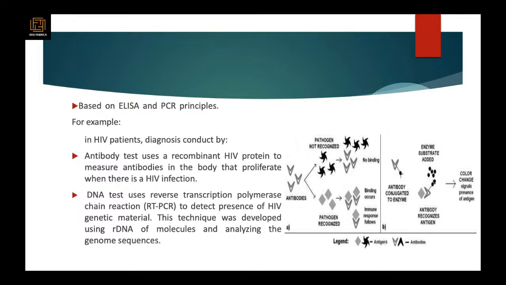Then based on ELISA and PCRs, we can diagnose HIV patients. We can have an antibody test using recombinant HIV proteins to measure the antibodies in the body that proliferate where there is an HIV infection. A DNA test is done using reverse transcriptase polymerase to detect the presence of HIV genetic material. And this technique was developed using recombinant DNA molecules, analyzing the genome sequences.